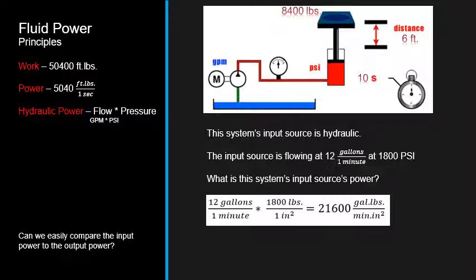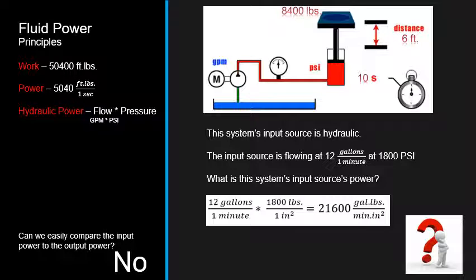Can we easily compare the input power to the output power? You'll notice that our output power was determined in foot-pounds per second, and our input power that we just calculated here is gallon-pound per minute inch squared. So no, that's not something that we are going to be able to do at this time.